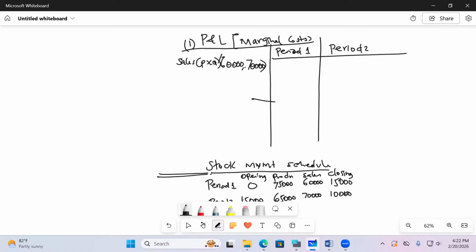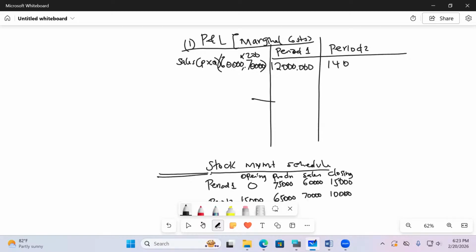And fortunately, we know the price per unit, isn't it? So price per unit is 200. So am I able to get the sales revenue for period 1? It will be 60,000 times 200, which gives you what figure here? 12 million. How about sales for period 2? Each unit in the 2 periods will be going for 200, and I'm going to sell 70,000. So 70,000 times 200 gives me what figure? 14 million.